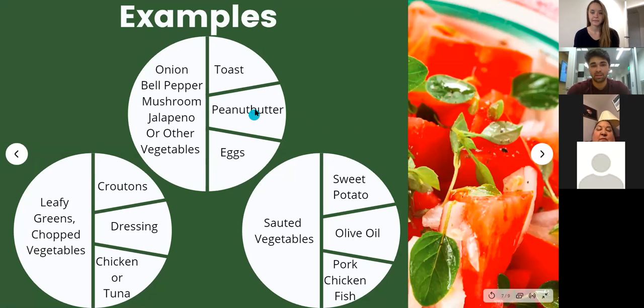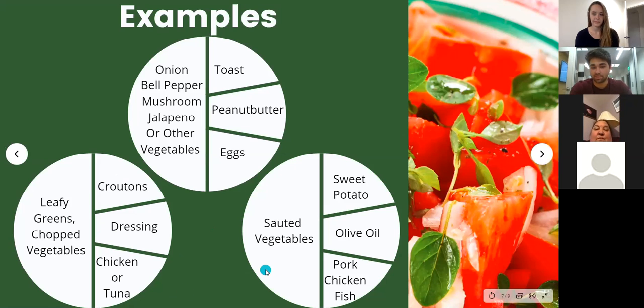And then also peanut butter gives you some fat on a piece of toast. You got some peanut butter toast. Omelet and peanut butter toast, pretty good in the morning. For lunch, for example, you could have a big bowl of spinach, greens, whatever you want to put in your salad, topped with croutons, some dressing, which is usually some sort of fat, whether it's like ranch dressing or olive oil, whatever your choice is. And then topped off with chicken or tuna. That's going to give you the protein that you need in your meal.